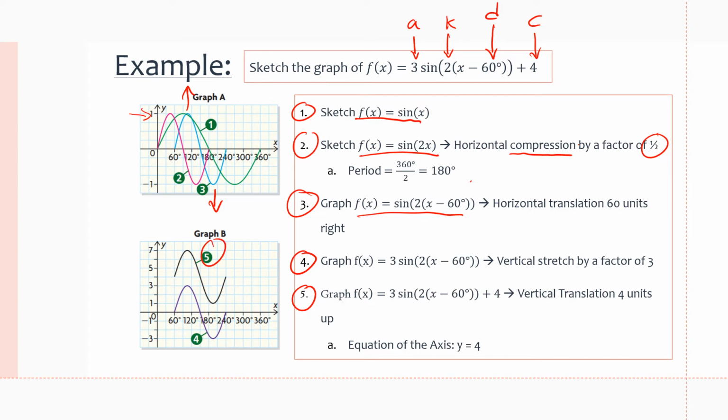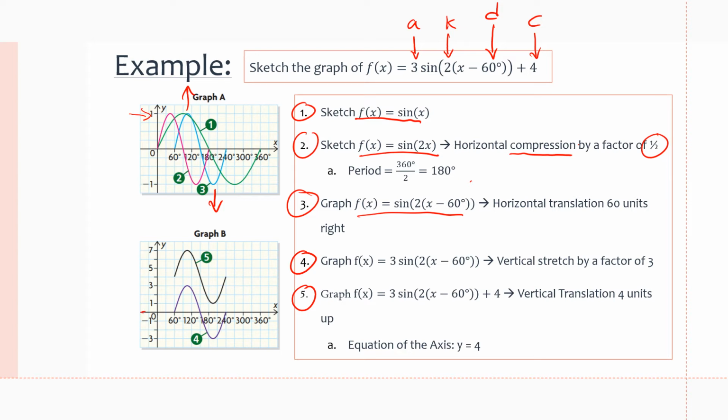So here we had a point at 0, here we had a point at 4, here we have a point at 3. If we move it up 4, we have a point at 7. Here we had a point at -3. If we move it up 4, we have a point at 1, and so on for every point on the graph. And our equation of the axis will change to our C value.